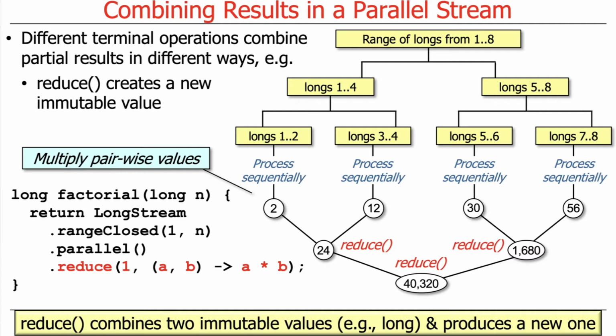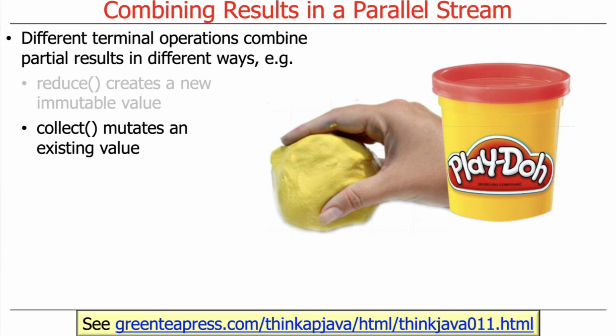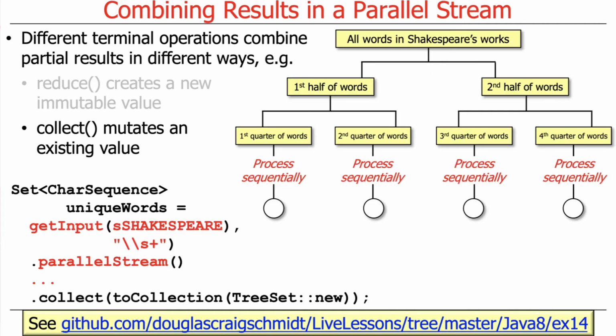And it's very important to understand that those values are meant to be immutable. And you'll see why when we get into some of the subtleties of this shortly, because if they're not immutable, then chaos and insanity will ensue. In contrast, collect mutates an existing value.